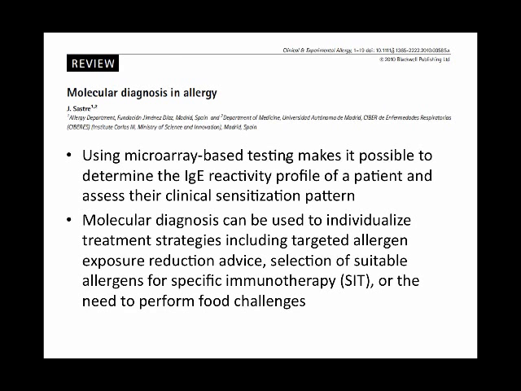Now, this review came out recently by Sastre, and he really said that using the microarray makes it possible to determine the profile of a patient and assess their clinical sensitization, which is true. It gives you this nice profile of what's important in the patient. And really, as a clinician, I like to use it so I can individualize the strategy. So if I'm thinking about immunotherapy, or what allergens you really need to avoid, or, as you know, with peanut, whether to perform a food challenge, the results are very helpful.